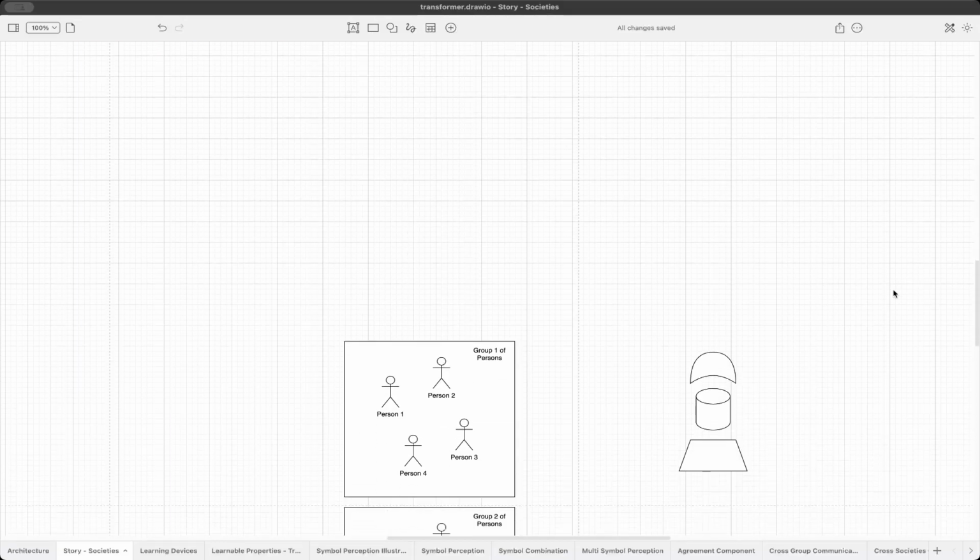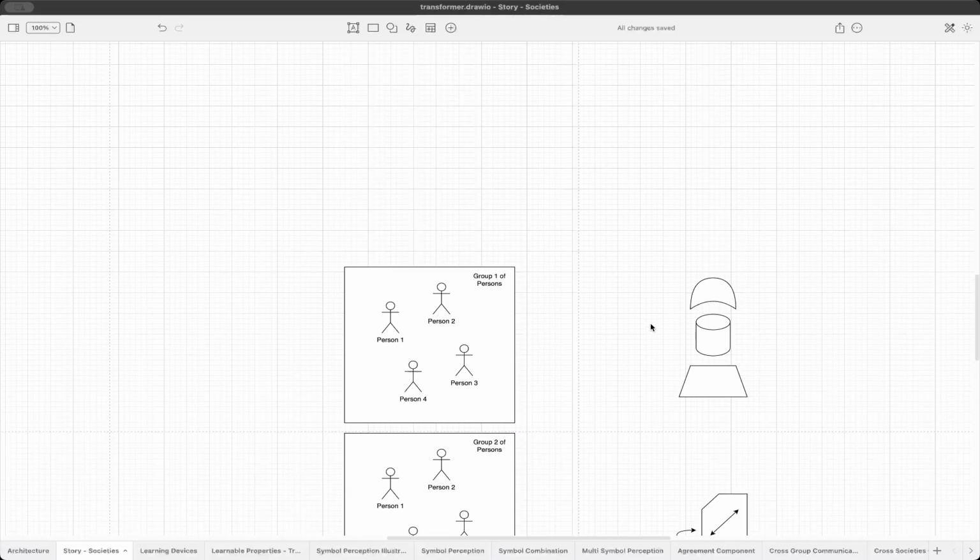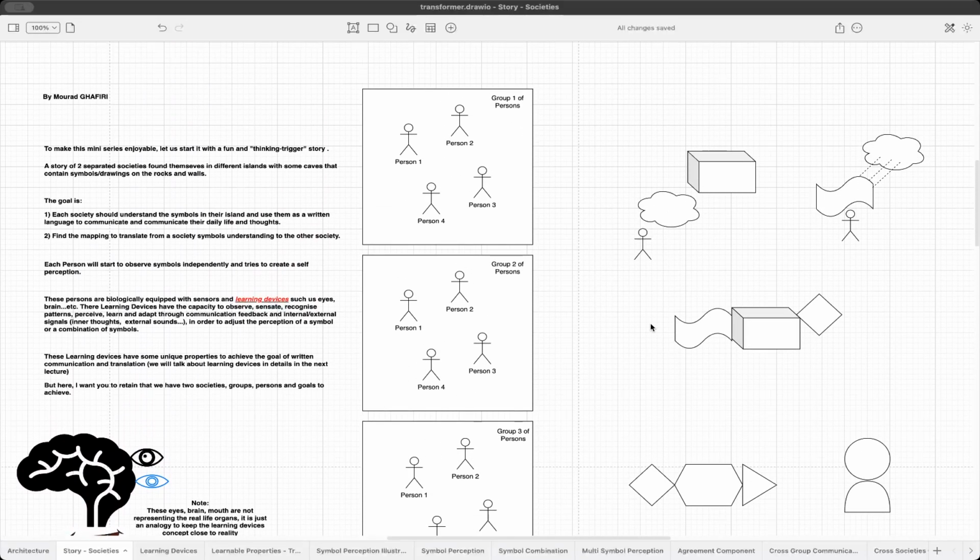And in the other society, they have also a group of people and different symbols to understand and to use as a communication tool. The persons in these societies, in these groups, are biologically equipped with sensors and learning devices. I call them learning devices, such as eyes, brains, ears, etc., and mouths.